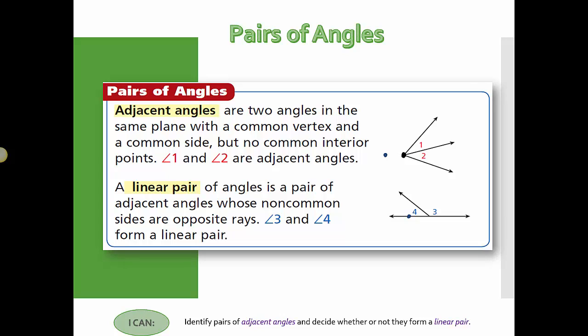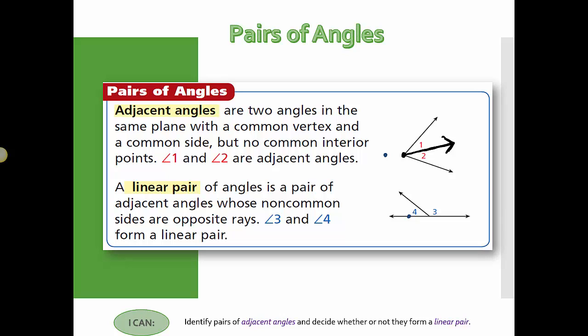Anyway, with a common vertex and a common side. In this case, the common side would be right here. But no common interior point. So that means the interior of angle 1 is completely separate from the interior of angle 2. So in this diagram, angle 1 and angle 2 are adjacent angles. Common vertex, shared side, no common interiors.